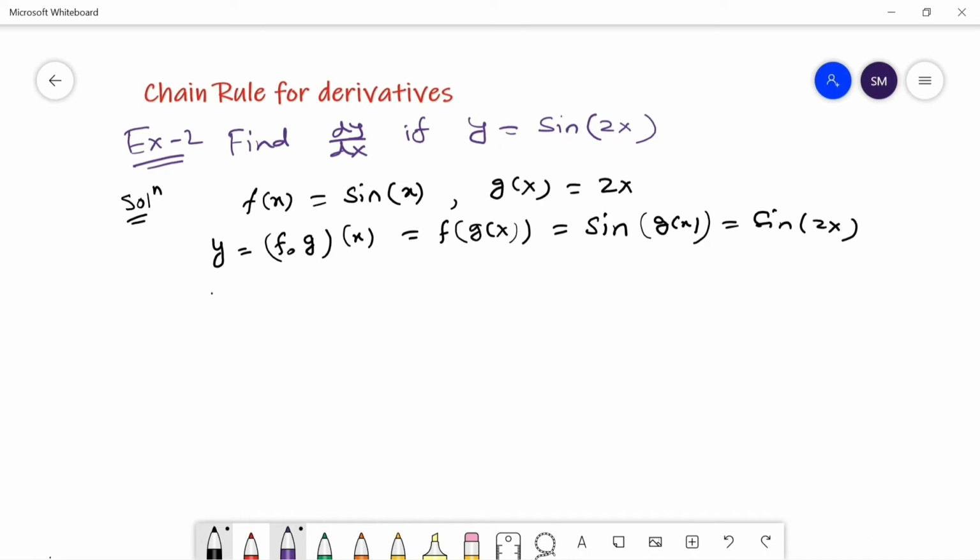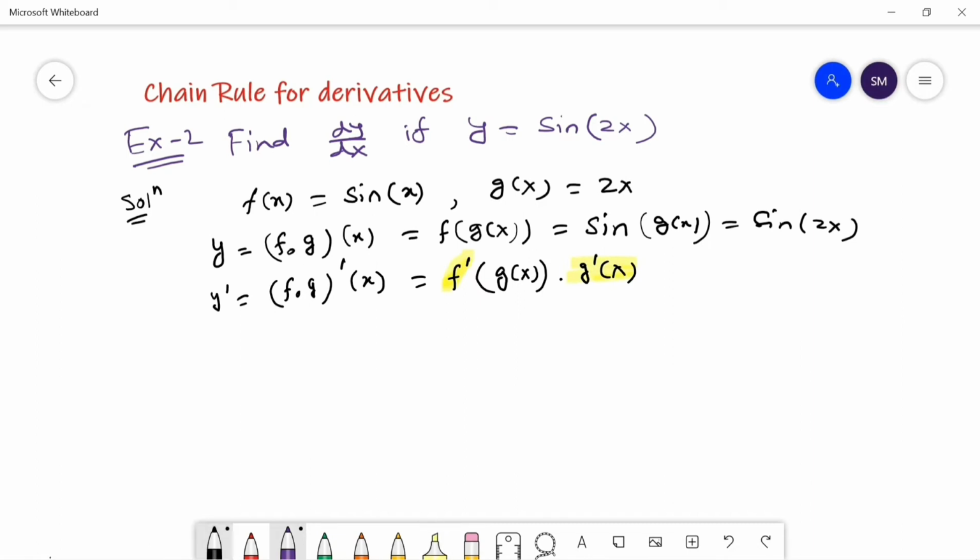So now in this case, the derivative y dash is equal to (f composition g) dash x, which we already discussed before, that is f dash of g x times the derivative g dash x. What does it mean here? f dash means the derivative of the outer function, and here is the derivative of the inside function.